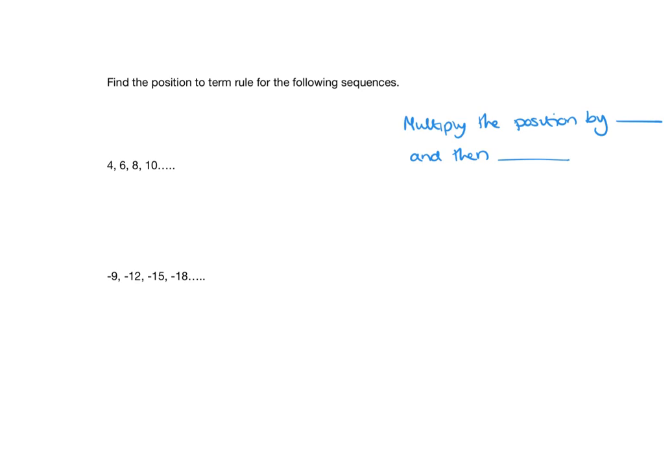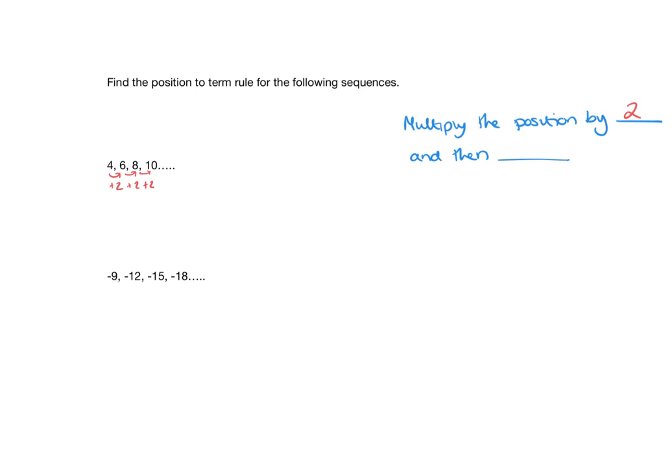So the first thing we're going to do is find the difference between each of the terms. In this case, I am adding 2 to each of the terms. Now this tells me what I multiply my position by. So in this case, I'll be multiplying the position by 2. It's similar to having the 2 times table. But our sequence doesn't start with the number 2.